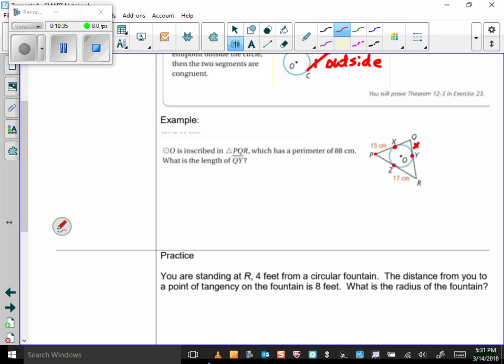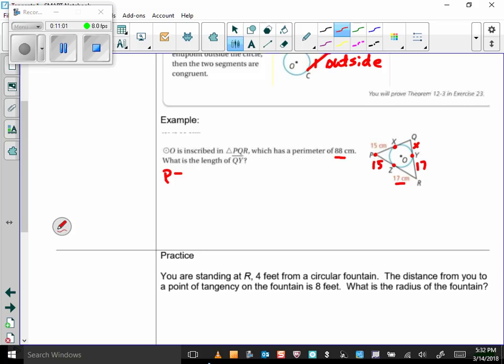Okay, so I've got tangents PX and PZ, which share an endpoint P outside the circle. That means AZ is congruent to AX, and the same thing goes for RZ and RY. Since RZ is 17, I know RY is 17. I don't know what QX or QY is, but I do know that the perimeter is 88.